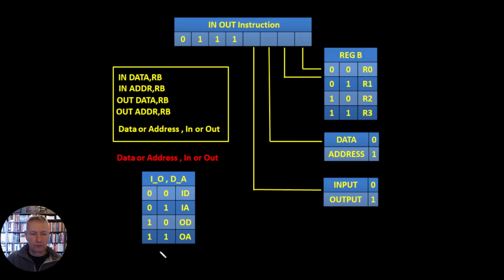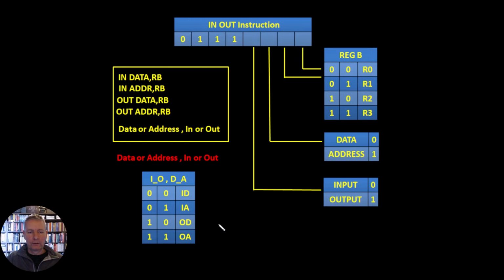So finally, I've just written it down in this little truth table here. This first column is going to be the I/O, and the second column is going to be the data or address. So if we get 0, 0, we know we're going to input data. If we get 0, 1, we know we're going to input an address. If we get 1, 0, we know we're going to output data. And if we get 1, 1, we know we're going to output an address.